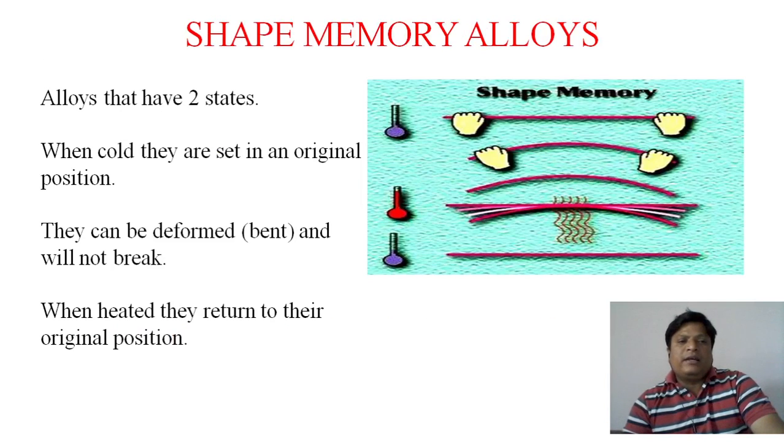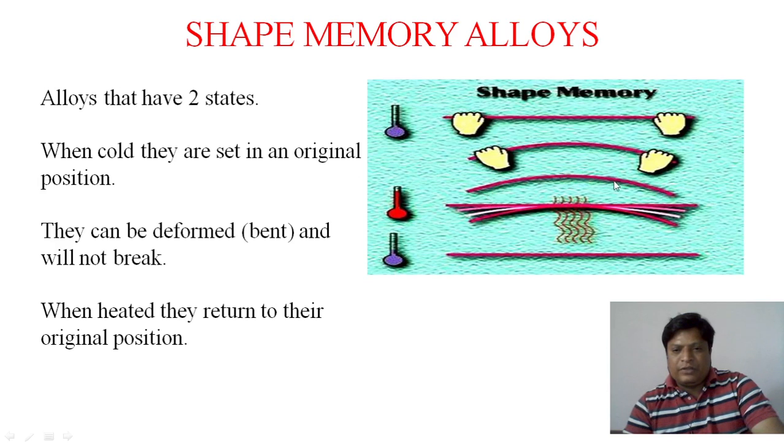Shape memory alloys have two states. When cold, they are set in their original positions. They can be deformed, or bent, and will not break. We can observe this in the image. When heated, they return to their original positions. So after deforming, when heating, they regain their original position.